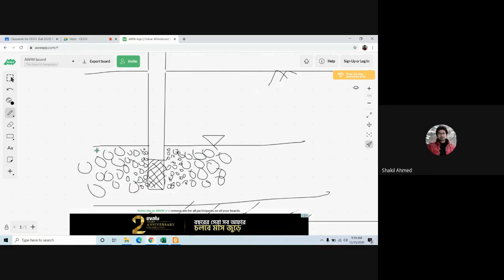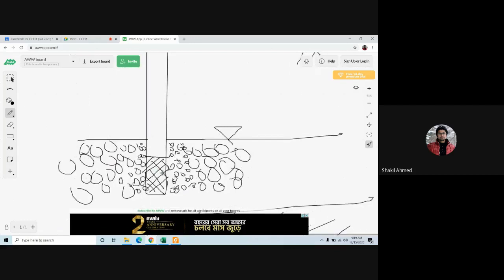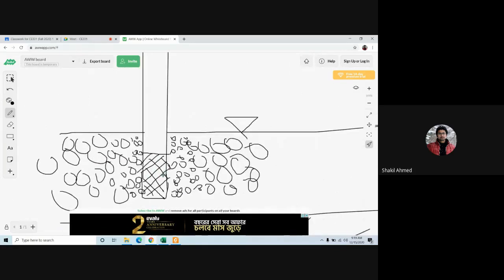Now, why? Because we do not want the soil particle to enter through this screen. Sir, will the particles be big or small, how will we know, since we can't tell without seeing? Exactly.